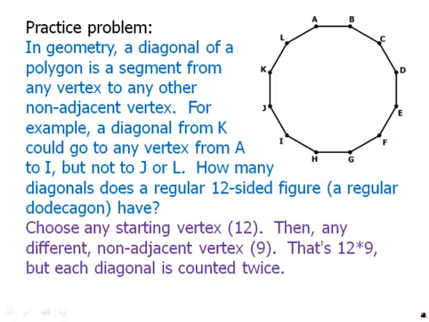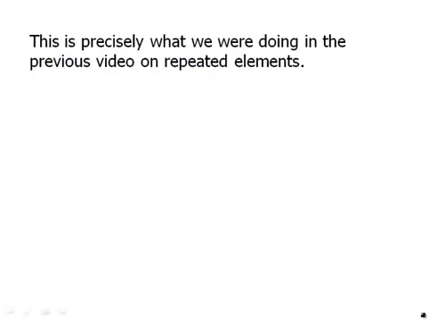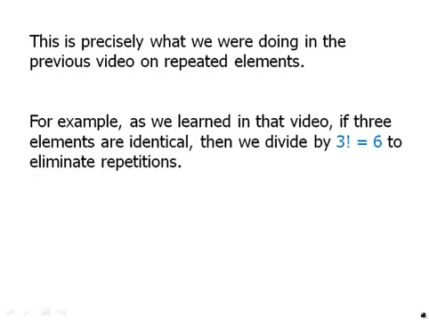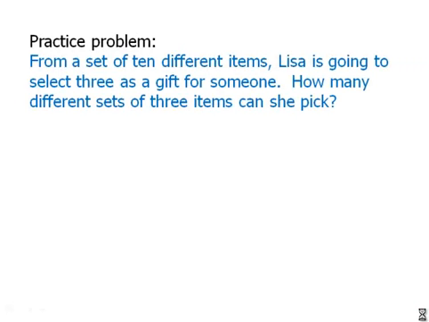That's 12 times 9, but each diagonal is counted twice doing that, once from the starting point and once from the ending point. And so we have to divide that by 2. So instead of 12 times 9, it's 6 times 9, which is 54. And that is actually the number of diagonals in a regular dodecagon. This is precisely what we did in the previous video on repeated elements. For example, as we learned in that video, if 3 of the elements are identical, then we divide by 3 factorial, which equals 6, to eliminate repetitions.